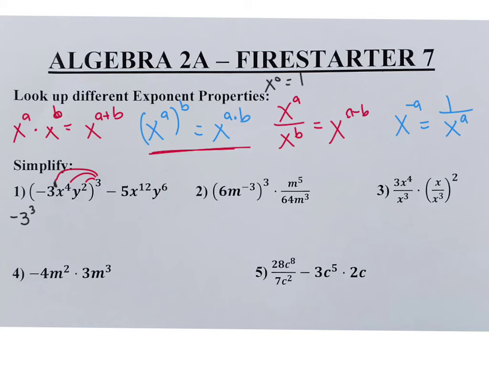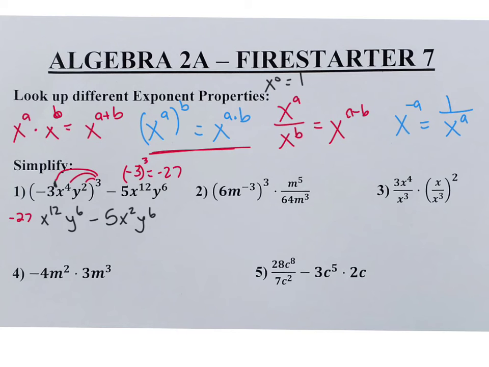4 times 3 is 12, so that's x to the 12th. 2 times 3 is 6. Technically it should be in parentheses, it won't matter with odd exponents. -5, x to the 12, y to the 6th. Now I do -3 to the 3rd, I get -27. So this piece right here turns into -27 because -3 to the 3rd is -27.